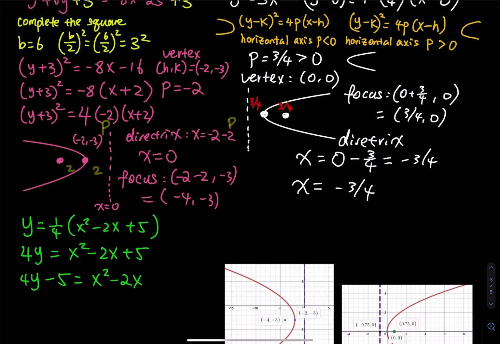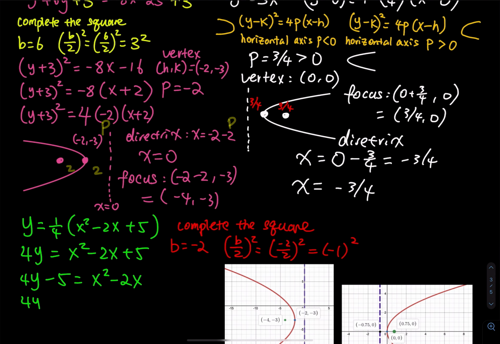So let's do this in a different color. So we have to complete the square. What is the number in front of x? The number in front of x, b, is equal to negative 2. This is based on quadratic equations. And then you take b divided by 2, squared, which is negative 2 divided by 2, squared, which is negative 1 squared. And then you add that on both sides.